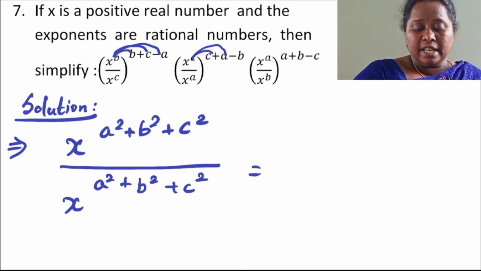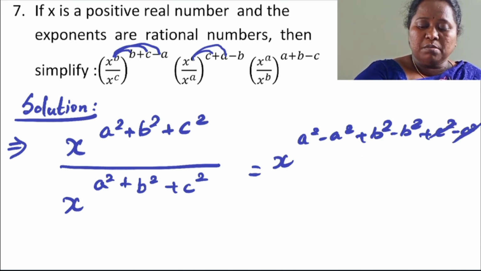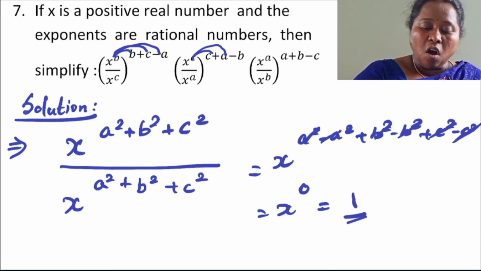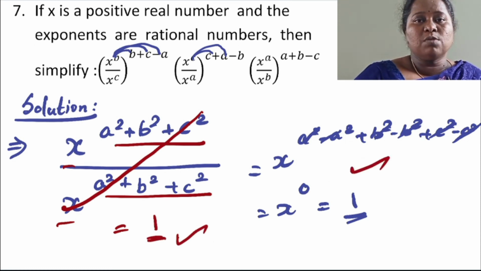That will get cancelled, or you can say both will get cancelled. We can write it as 1, or we can say x power a squared minus a squared plus b squared minus b squared plus c squared minus c squared. All the terms will get cancelled. So x power 0 is equal to 1 we can write, or we can say both the terms are same. If both the numerator and denominator are same, directly we can cancel and we get the answer 1. In this way also we can do.